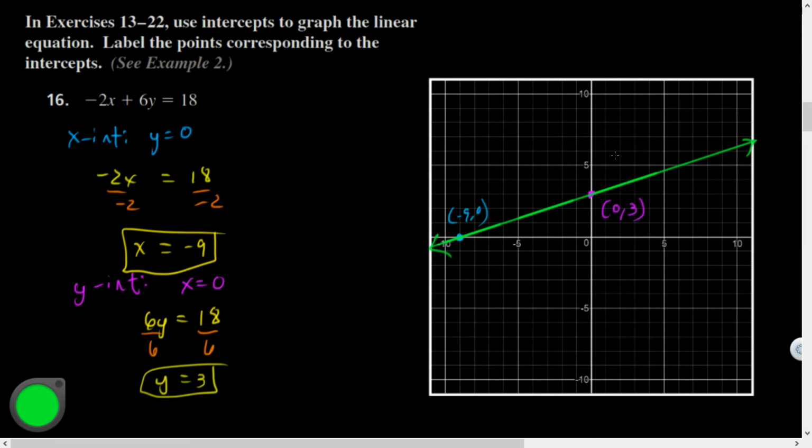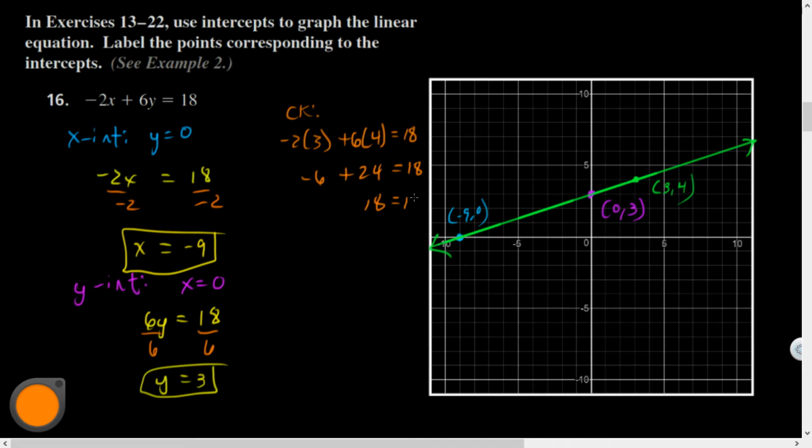So, for instance, here's a point right here, we'll just pick one, 3, 4 by the looks of it. That's saying that 3 and 4, when plugged in for x and y, should make this equation true. Let's do a quick check. If I do negative 2 times 3 plus 6 times 4, is that going to equal 18? That's negative 6 plus 24 equals 18. 18 equals 18.